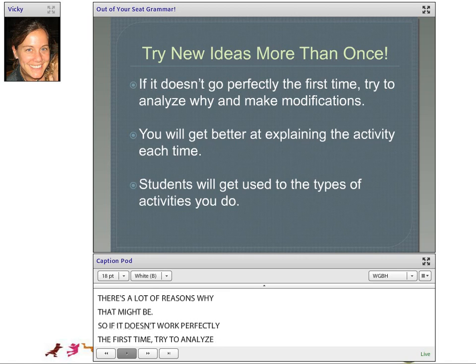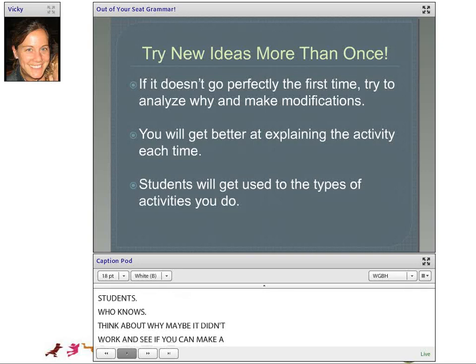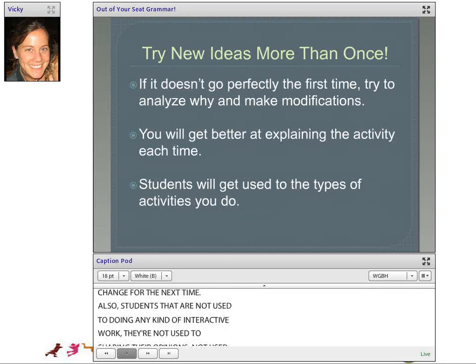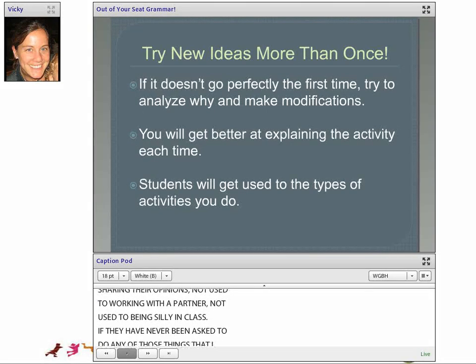So if it doesn't work perfectly the first time, try to analyze why and make modifications. So maybe your directions weren't clear. Maybe you can think about a better way to give the instructions for the activity. Maybe this was too easy, or maybe it was too difficult for the students. Who knows? Think about why maybe it didn't work and see if you can make a change for the next time. Also, students who are not used to doing any kind of interactive work, they're not used to sharing their opinions, they're not used to working with a partner, they're not used to being silly in class, if they've never been asked to do any of those things that I just said before, it's going to take them a while to get used to it.